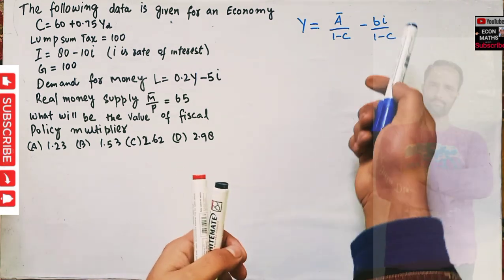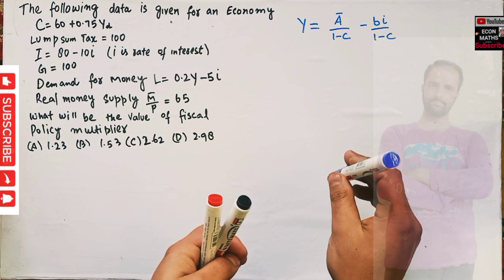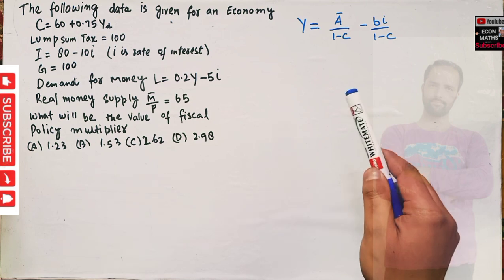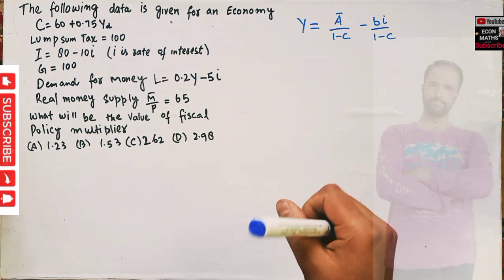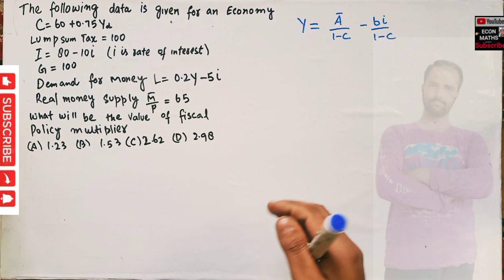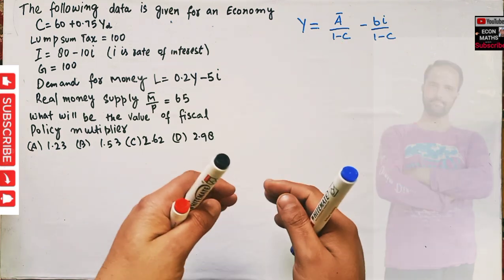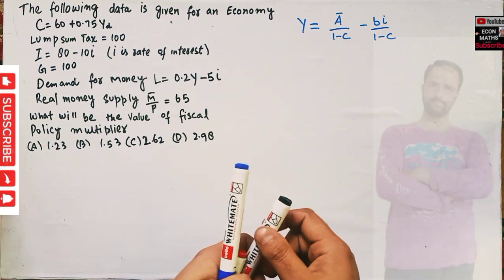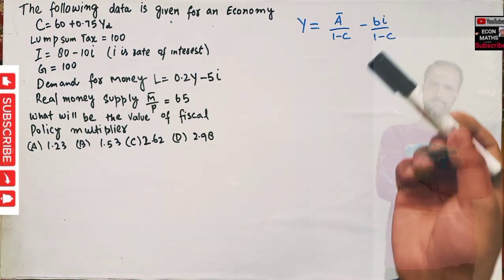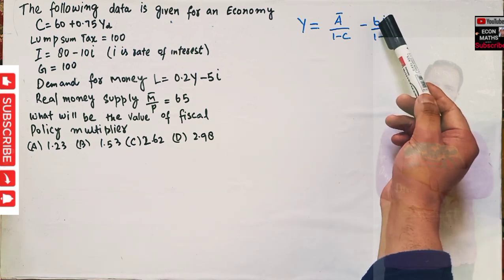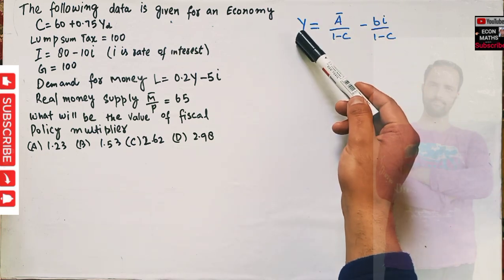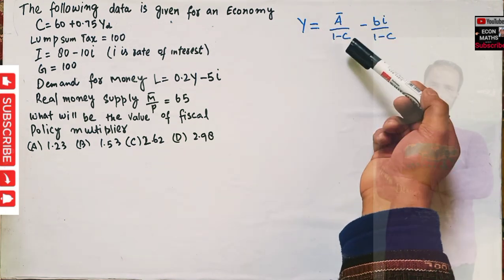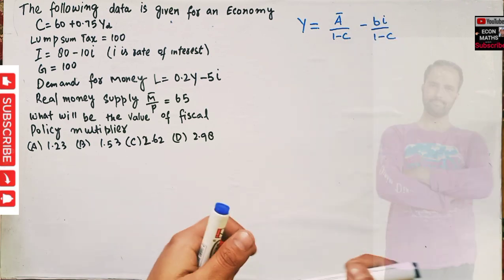If you are wondering how I derive this, I have explained it in the IS-LM derivation video. I will put a link in the description box and also in the info button. If I try to derive this equation, it will make the video very lengthy, so remember this is the function for the IS equation. This b shows the responsiveness of income to a change in the rate of interest, this is the intercept, and b upon 1 minus c denotes the slope.